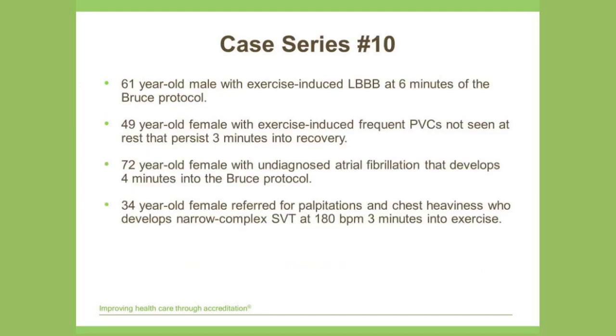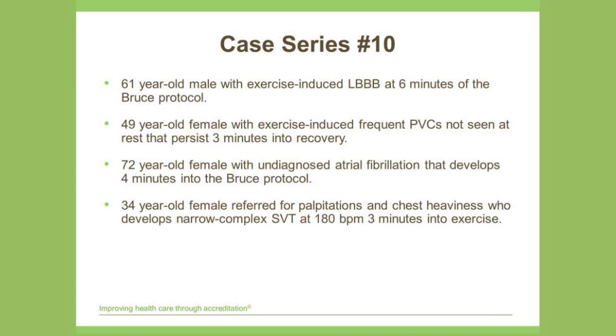So let's talk a little bit about other potential findings that we could see on exercise. And this is a case series. So the first would be a 61-year-old male who had exercise-induced left bundle branch block at 6 minutes of the Bruce protocol. Another patient, a 49-year-old female, had exercise-induced frequent PVCs, and these persisted into recovery. A 72-year-old female, undiagnosed AFib that developed, and a 34-year-old female who developed SVT.